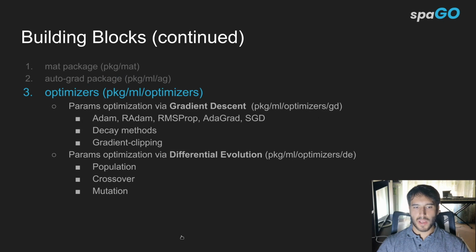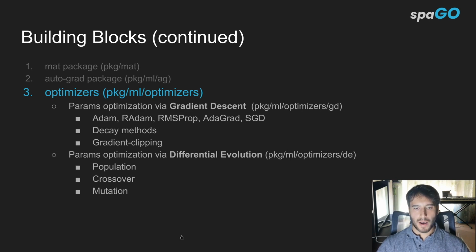So as we have gradients, we need to use those gradients to optimize our model. So I had to implement some optimizers. And those optimizers are all based on gradient descent, from stochastic gradient descent, where we just define a learning rate, maybe the momentum, and if we like Nesterov momentum, but also more sophisticated ones like Adam, RAdam, RMSProp, or AdaGrad.